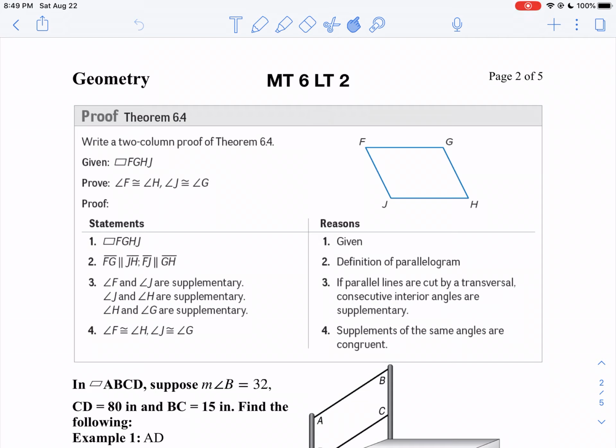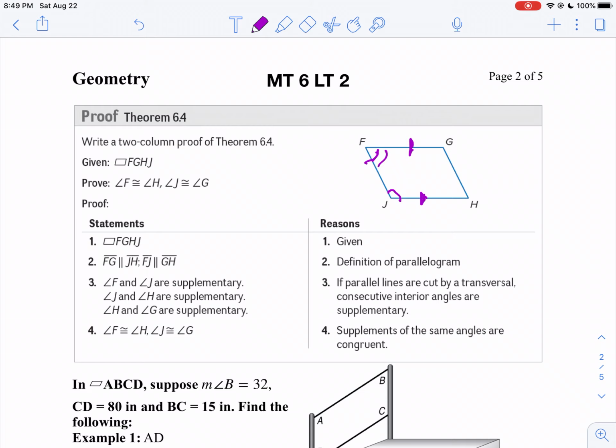Well, since it's a parallelogram, we know both sets of opposite sides are parallel. I'm going to start with this pair of opposite sides. Since these two lines are parallel, we know that the same side interior angles are supplementary. So we know angle J and angle F are supplementary.